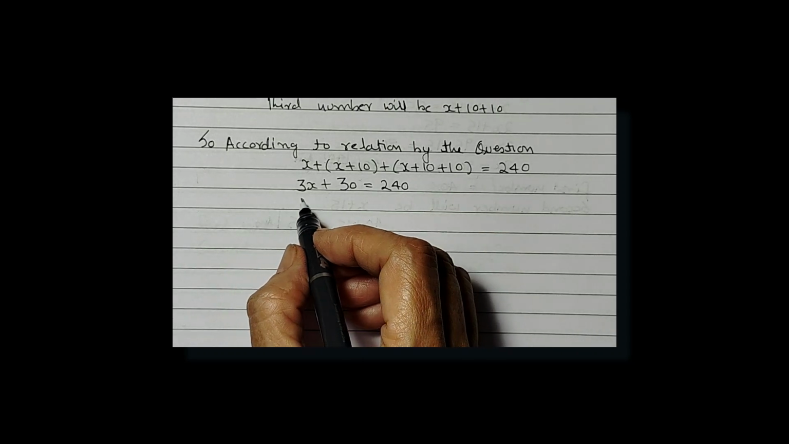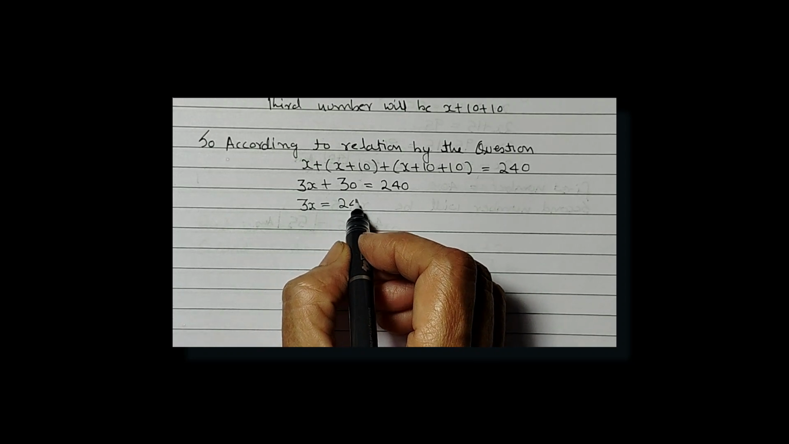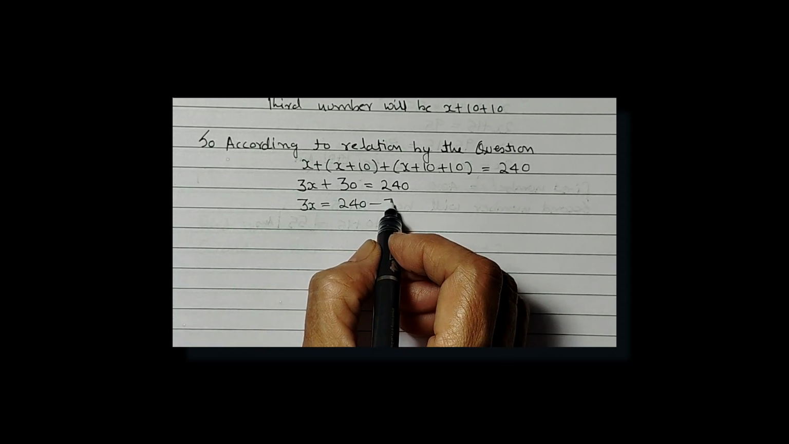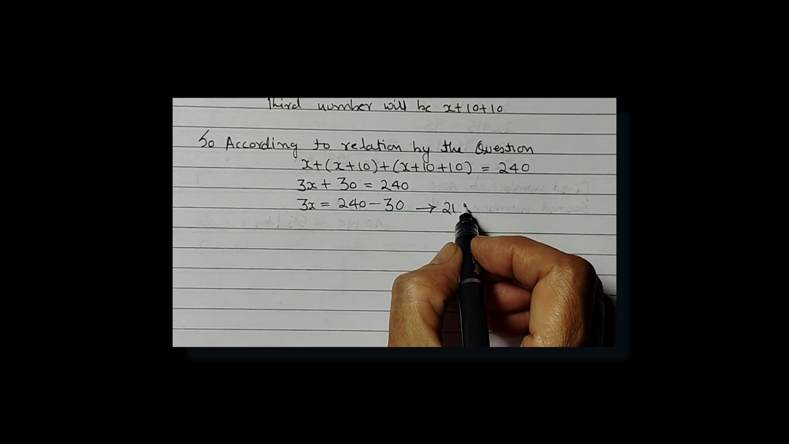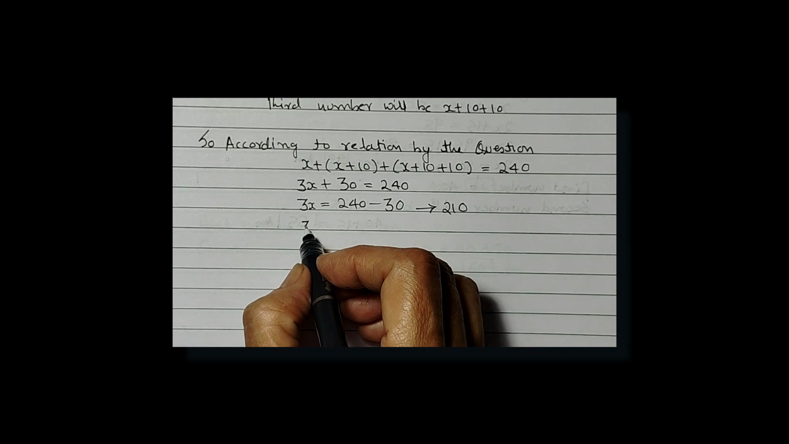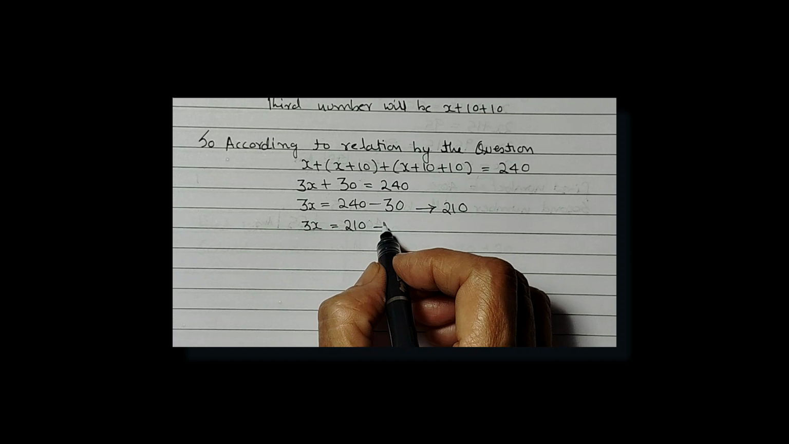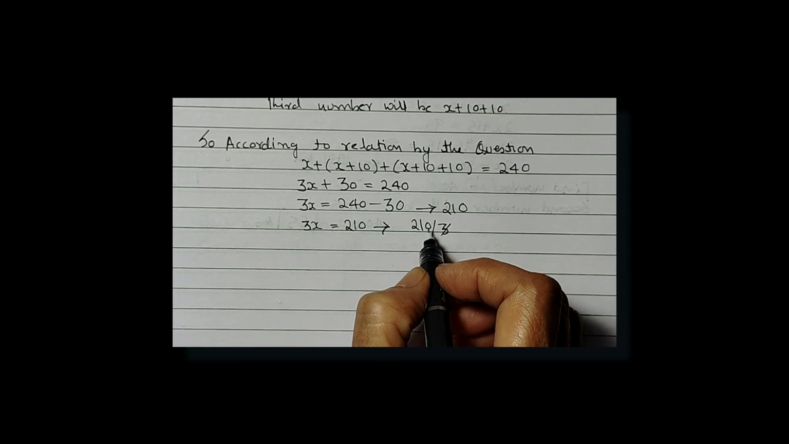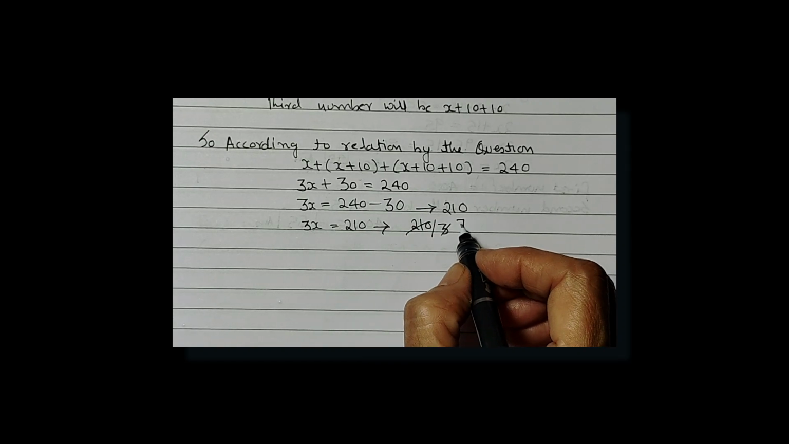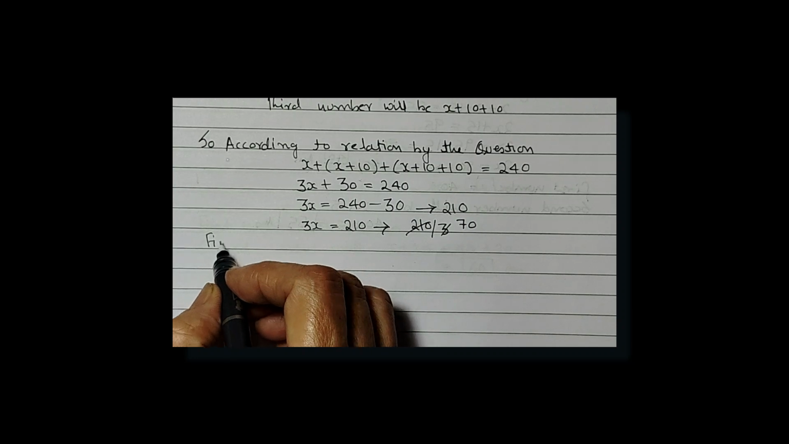So now it is 3x equal to 240 minus 30, which is 210. So now 3x is equal to 210, which is x equal to 210 over 3, which is 70. So the first number is 70.